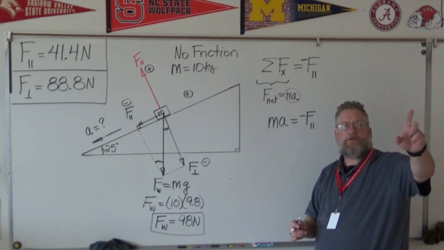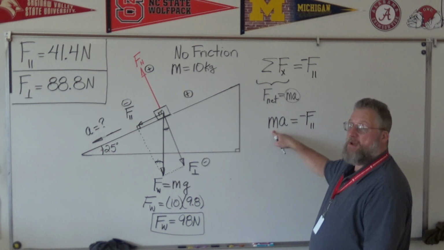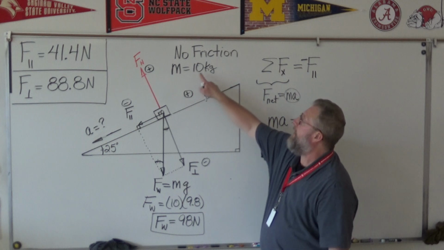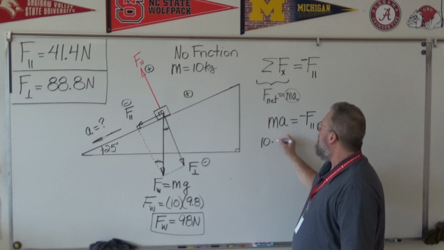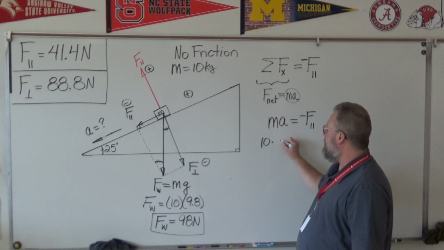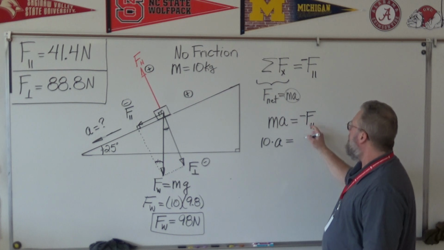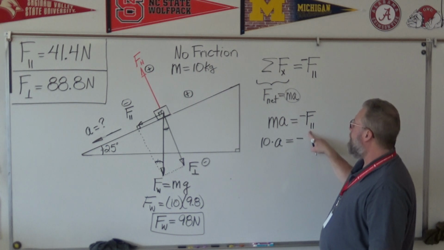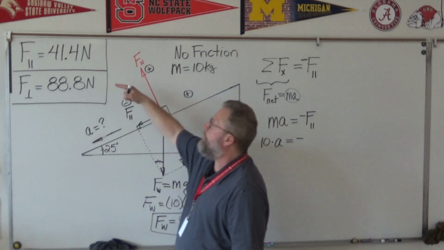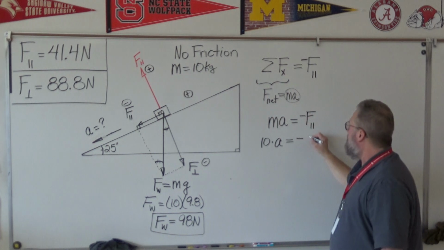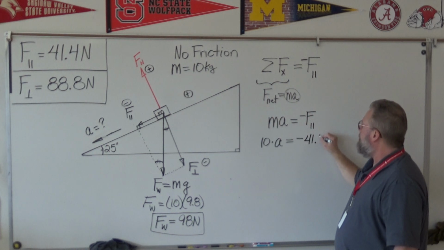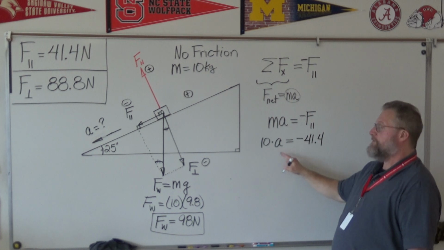Now we just follow the next step. Substitute the equations and the numbers. So do you know what the mass of the object is? Yes. The mass is 10 kilograms. We got that. Let's multiply it by the acceleration, which we don't know. And that is equal to negative force parallel. And we found that the force parallel is 41.4.